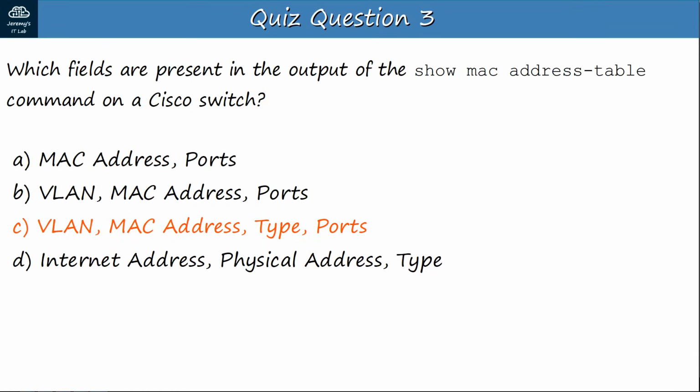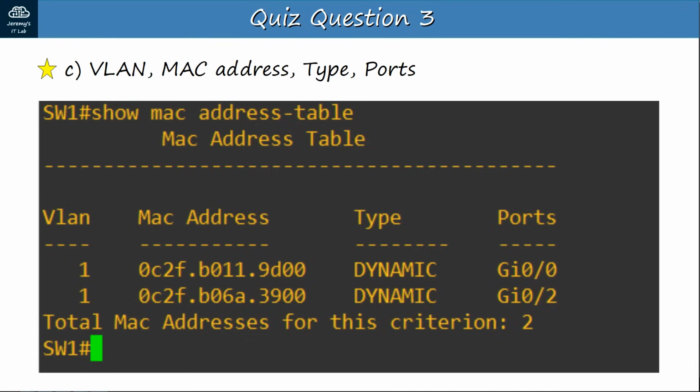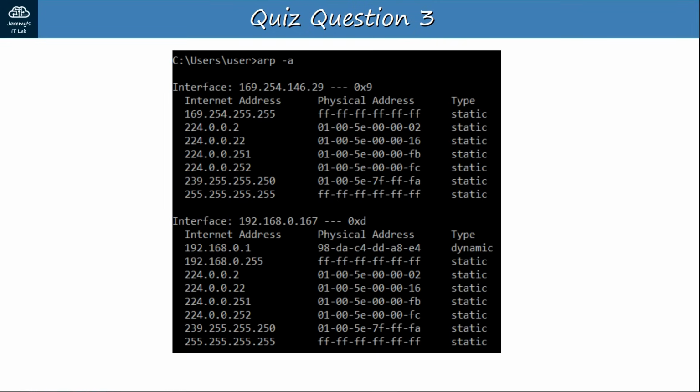Let's take a look. Here is a screenshot of the MAC address table on a Cisco switch. Notice the 4 fields: VLAN, MAC address, type, and ports. So C is the correct answer. By the way, answer D, internet address, physical address, and type, is the output shown from the arp -a command on my Windows PC. This is part of the ARP table on my PC, not the MAC address table on a Cisco switch. Let's go to question 4.